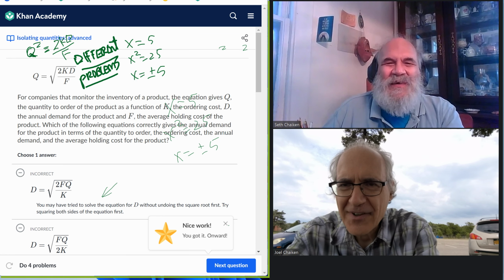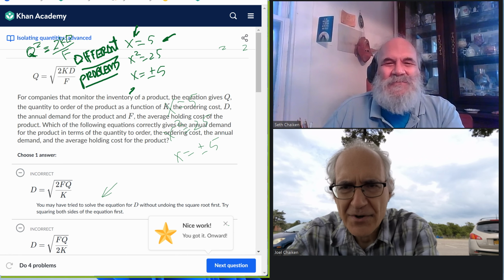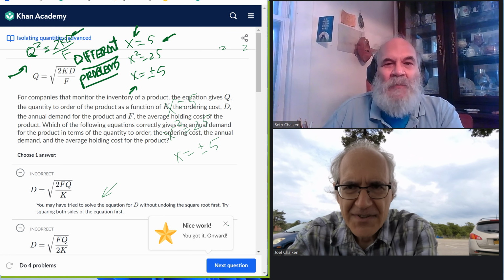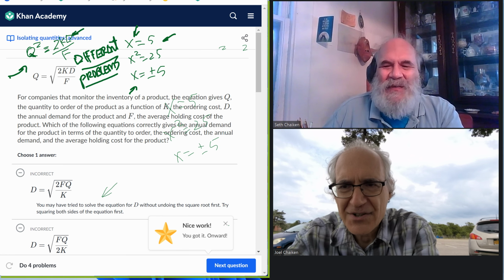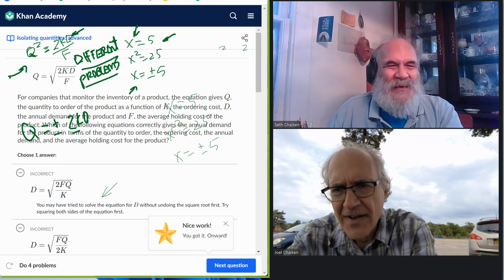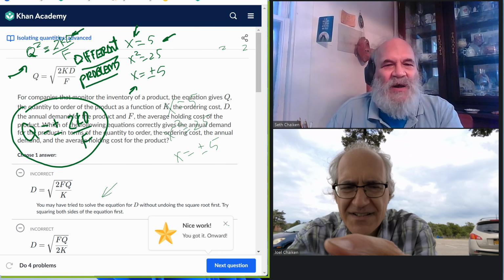You're not solving here for the x. Here you're solving for the thing that you squared. Here you're not solving for the thing that you squared. You're solving for this d. If you wanted to solve for the thing that you squared, then q would be plus or minus 2kd over f, and you would get an extraneous solution.